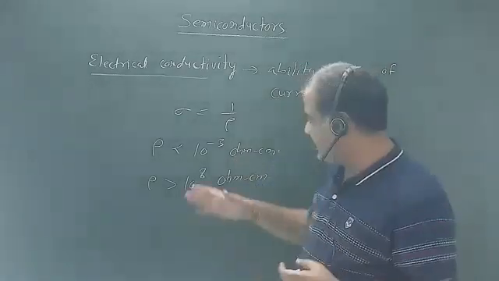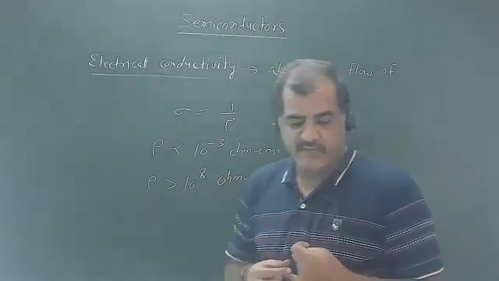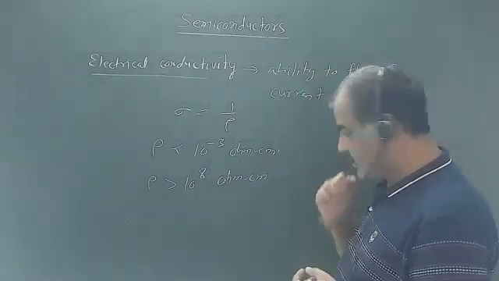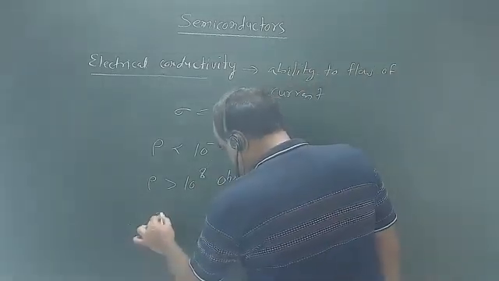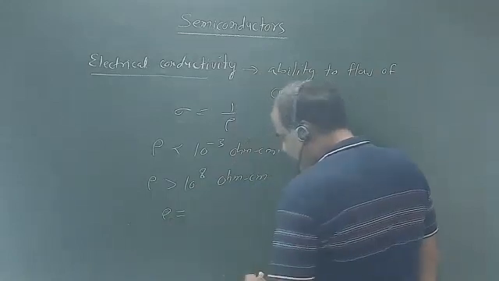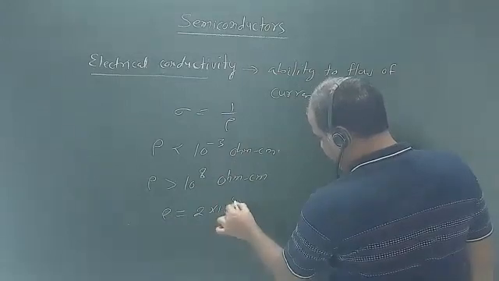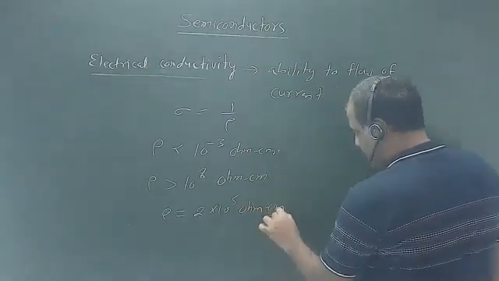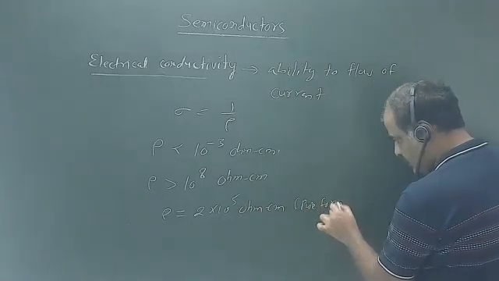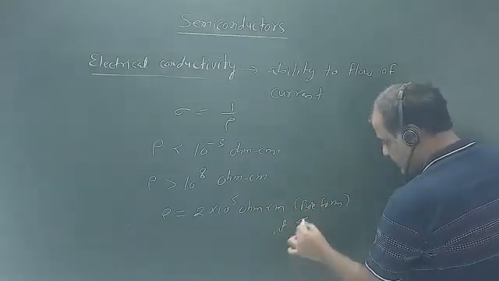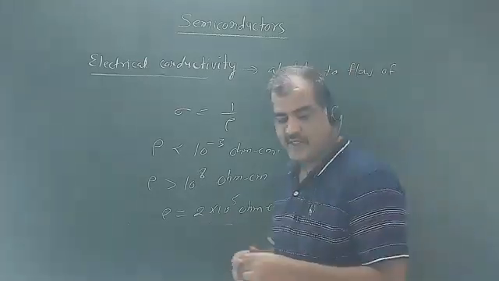So they have less conductivity compared to metals. Still, they are so useful. Why are they so useful? For example, take silicon. The electrical conductivity of pure silicon, in pure form at room temperature, T equal to 300 Kelvin, the resistivity of silicon is 10 raised to power 5 ohm centimeter.